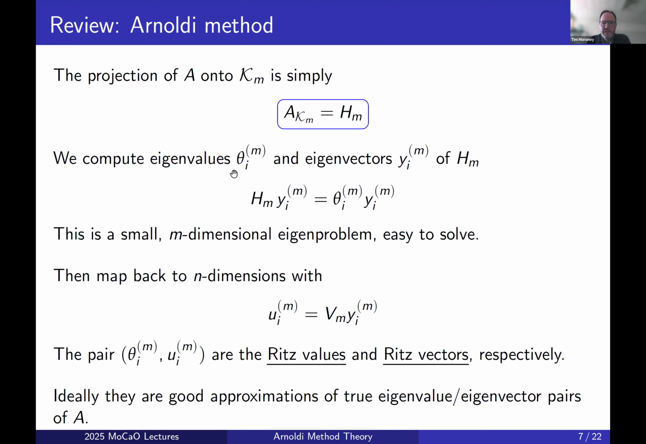The thetas are supposed to be estimates of the true eigenvalues. They're called Ritz values. And the y acts as the coordinate vector of the estimate of the eigenvector. So you map it back via the V, and that's called the Ritz vector. Ideally, those will be good approximations of the true eigenvalue-eigenvector pairs.